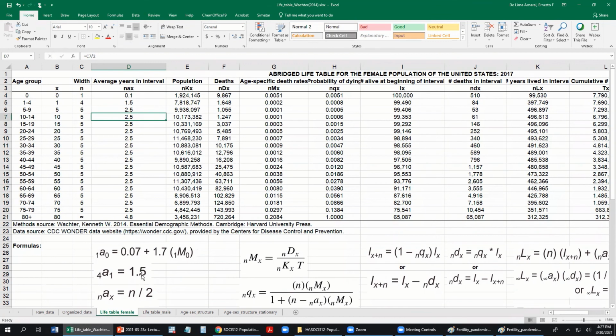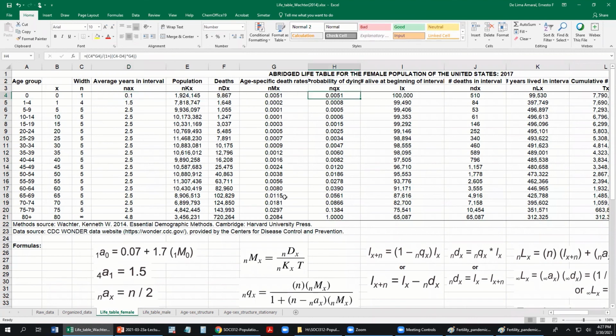And these formulas are from here. The first one is exactly this formula, using the mortality rate from here. For 1 to 4, it's pretty much this constant, 1.5. And for the other ones, it is the width divided by 2. This is the raw data that we calculated before. This number divided by this number is the mortality rate, and this mortality rate here is used for this one.